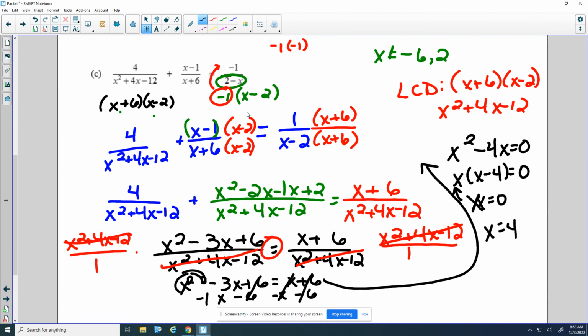So let's check our restrictions. We have a negative 6 and a 2. These are both fine, so my final answers are 0 and 4 for that one.